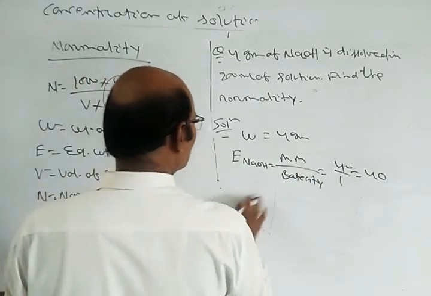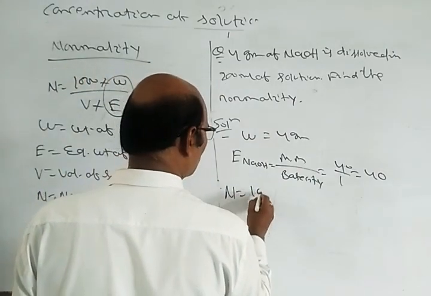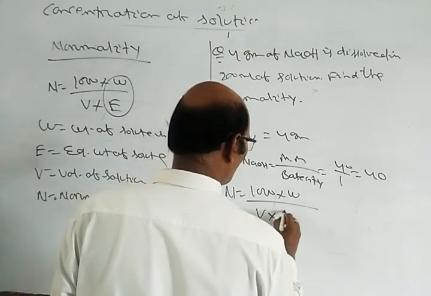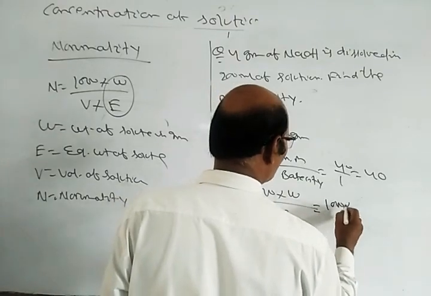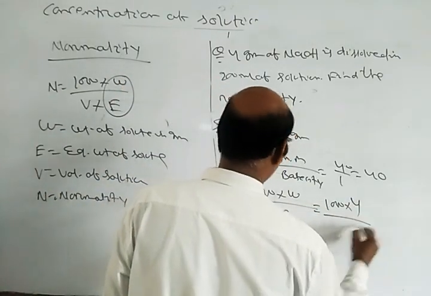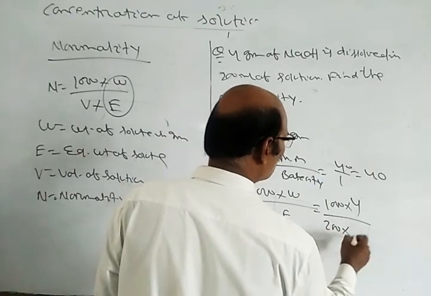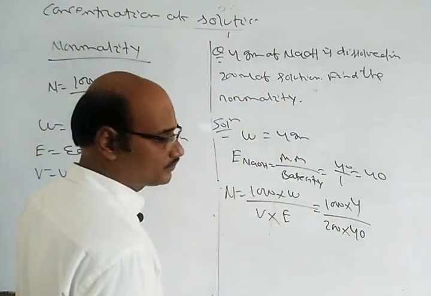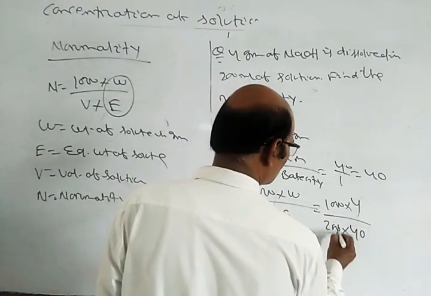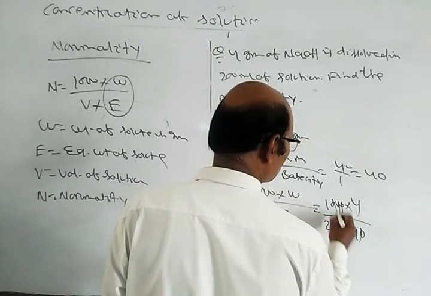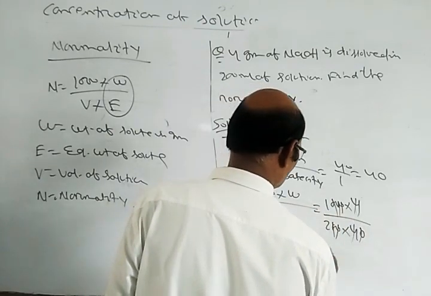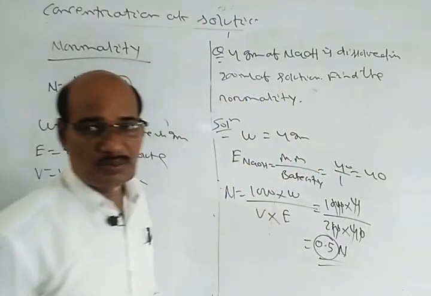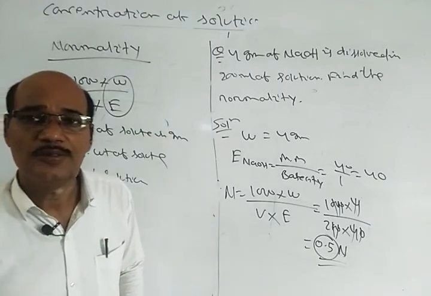So now normality N is equal to 1000 into W by V into equivalent weight, that is 1000 into W, which is 4, by V, which is 200 ml, into the equivalent weight 40. Okay, so cancel out, equal to 0.5 normal. So the normality of this solution is 0.5.